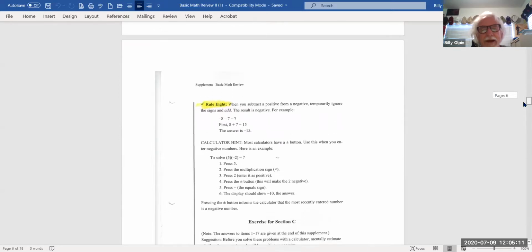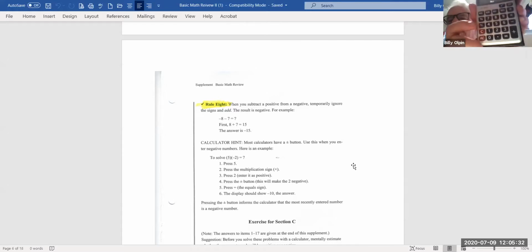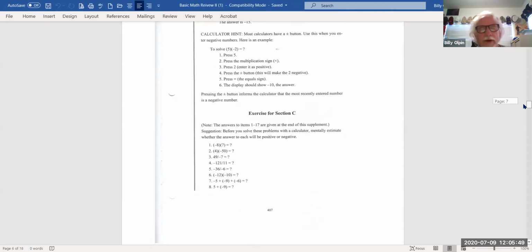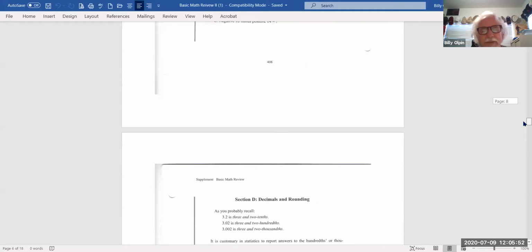And I think lastly, when you subtract a positive number from a negative number, ignore the signs, and the result will be negative. Okay. So on your calculator, you typically will have, if you can see this, a plus and minus sign. So you can change any number to a negative or a positive as necessary. It's always in a positive, so you can change it to a negative and change it back as needed, okay? And then here we go. There's your exercises for your positive and negative numbers. Okay.